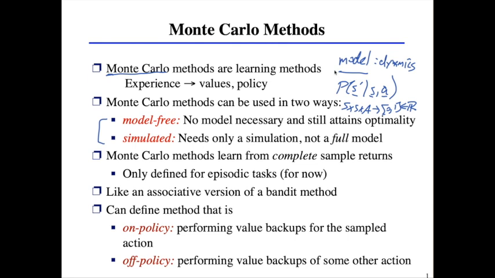So now we're going to assume the model is not given, and there are two ways to do this with Monte Carlo. You can say there's no model at all, and it just learns the policy from its own experience. Or it uses a simulation that it can query, so it can ask a question and get the probability out or the next state, but it's not given the actual definition, so it can't just ask it for arbitrary states.